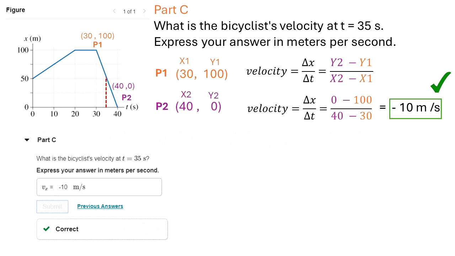Remember that velocity is a vector, and it is negative because we are finding a negative slope. If we adopt standard conventions, negative velocity is going to the left and positive velocity is going to the right. And we can see that this is correct.